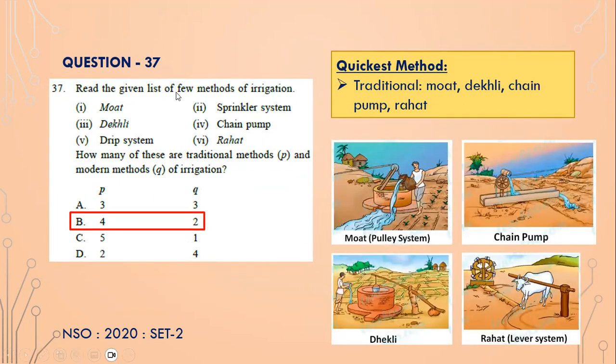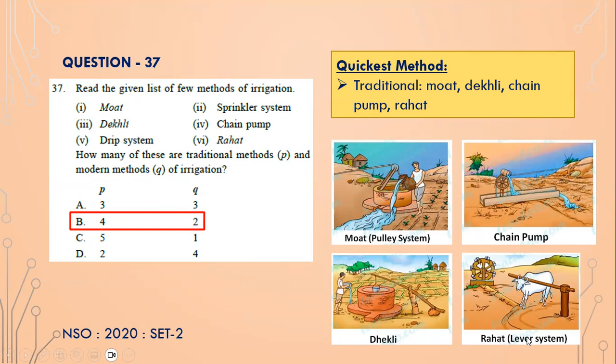Read the given list of a few methods of irrigation. So, how many of these are traditional methods and modern methods of irrigation? How many are traditional? Four are traditional. Moat, isn't it? You draw the water out of the well, and then the water flows into the irrigation channels via moats. Or chain pump, where a pulley is attached with a chain, and using the chain, you draw the water. Or there is a long lever attached to a stone, so you put the bucket, and when you draw this lever, the bucket will be filled with water, and then you can irrigate the land.